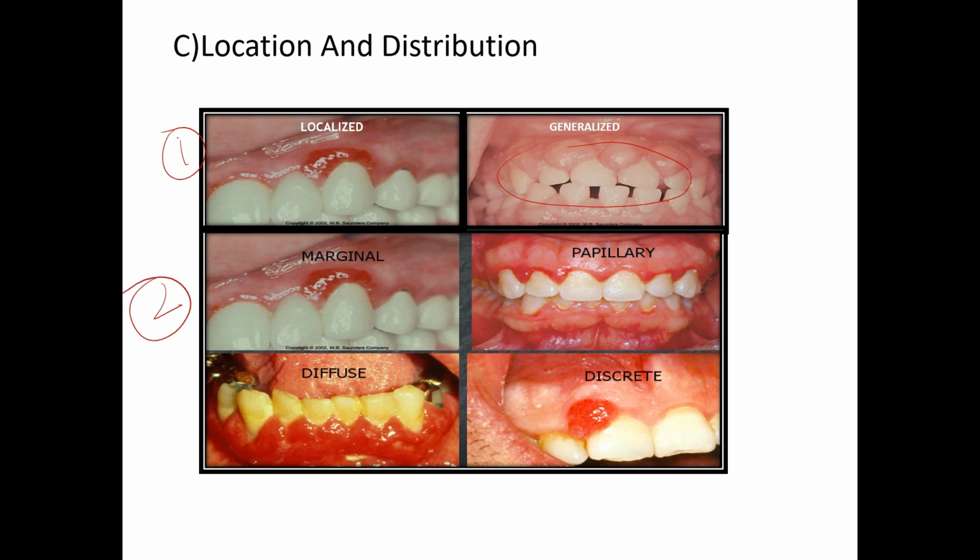Second is marginal and papillary. When the gingival enlargement is associated only with the marginal gingiva, then it is called marginal gingival enlargement. And when it is limited to the interdental papilla, then it is called papillary enlargement. Third one is diffuse and discrete. Diffuse means in the form of patches in the whole mouth, and discrete means when the enlargement is present in isolation with one or two teeth. So that is known as discrete. So this is on the basis of location and distribution.